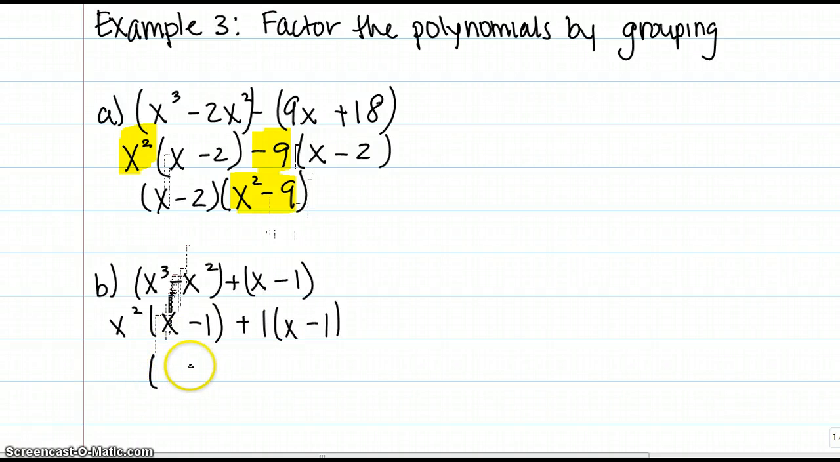So now I pull out my new GCF, which is x minus 1. And my other binomial is the two numbers that are in front. So x squared plus 1.